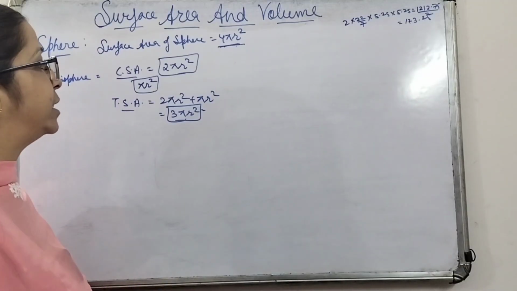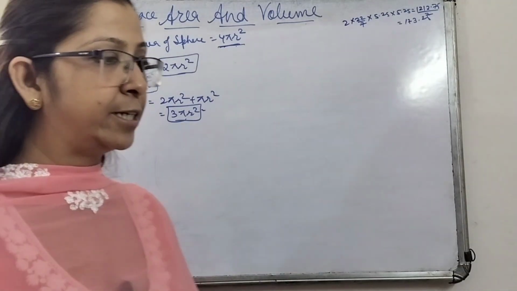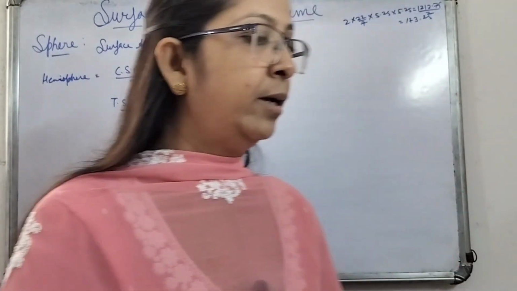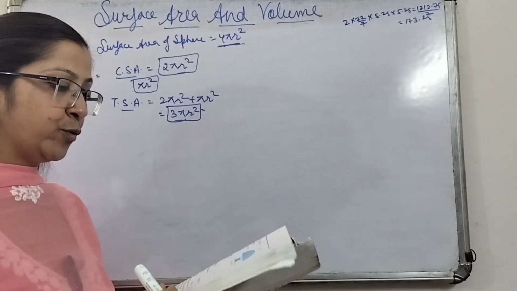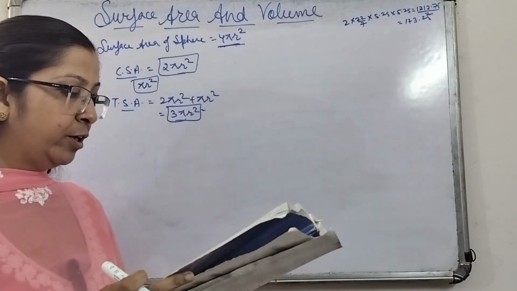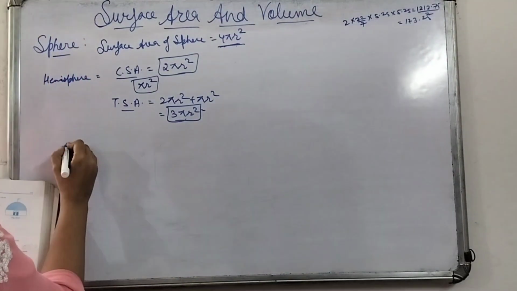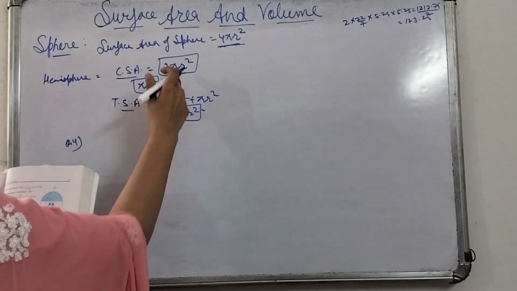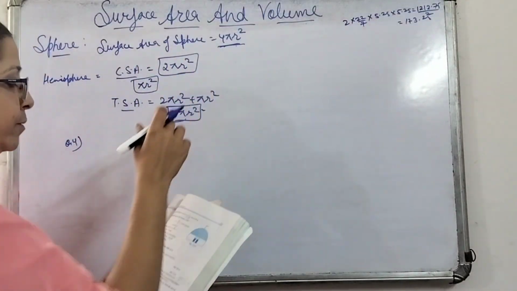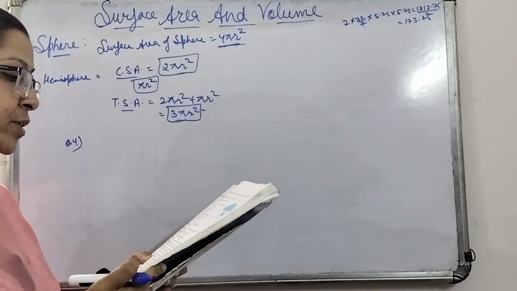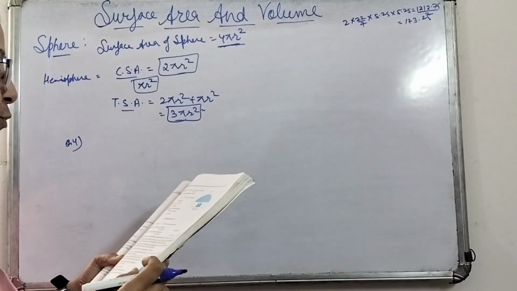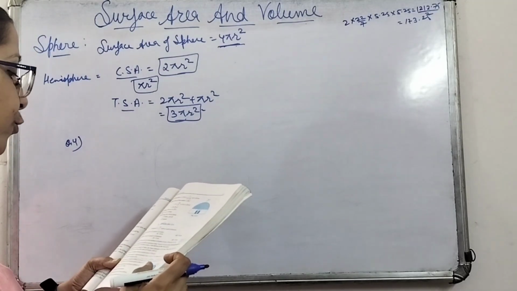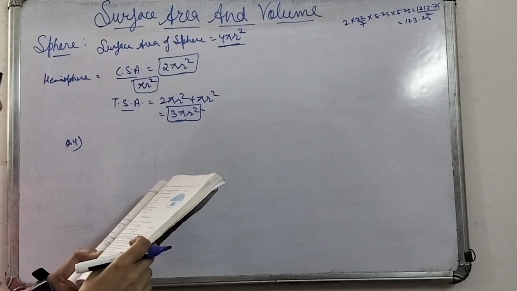Now how using these can we solve the questions? Let's see. Let's take questions from exercise 13.4. Question number 4 I am considering. Here R is the radius of the sphere. The radius of a spherical balloon increases from 7 centimeter to 14 centimeter. Question number 4 it is.